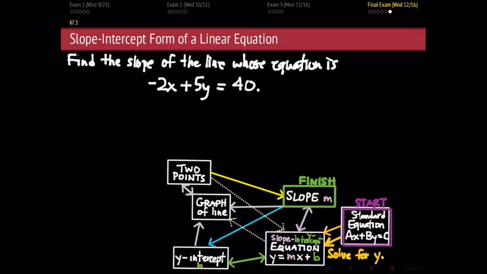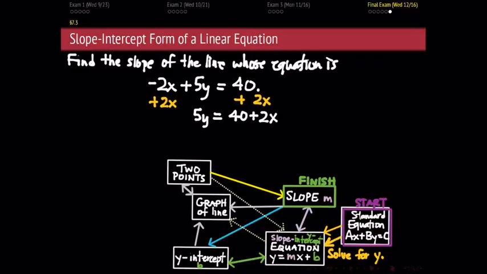If we can get y by itself on one side of the equation, then what's on the other side of the equation will necessarily fit the mx plus b template. So Brittany is saying, let's get the y by itself, and the first step toward doing that is to add the 2x to both sides. So that what I'll end up with is 5y equals 40 plus 2x.